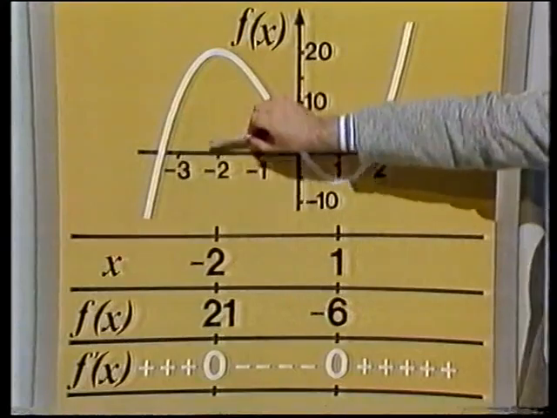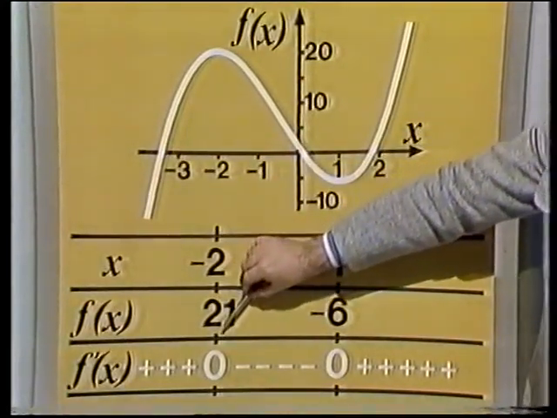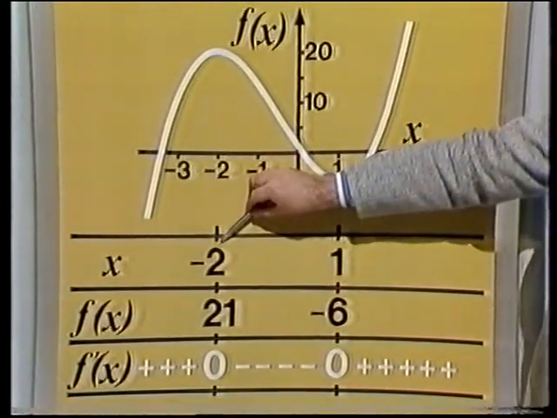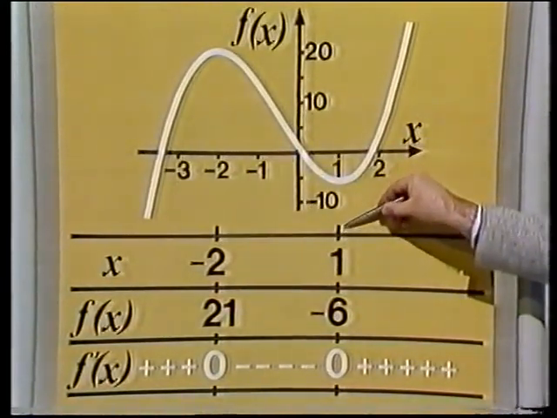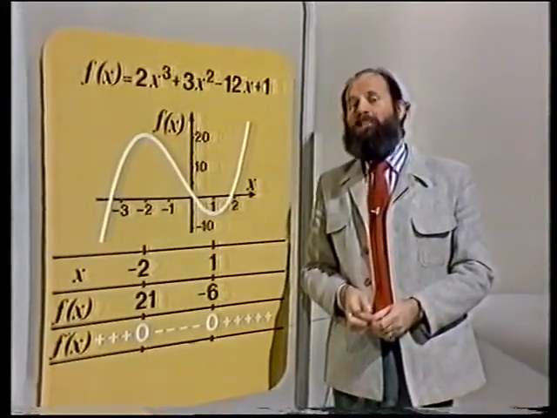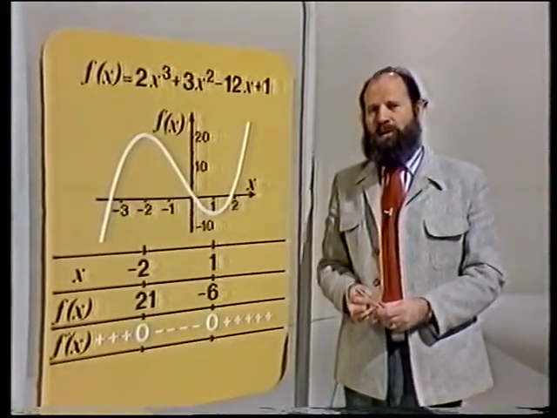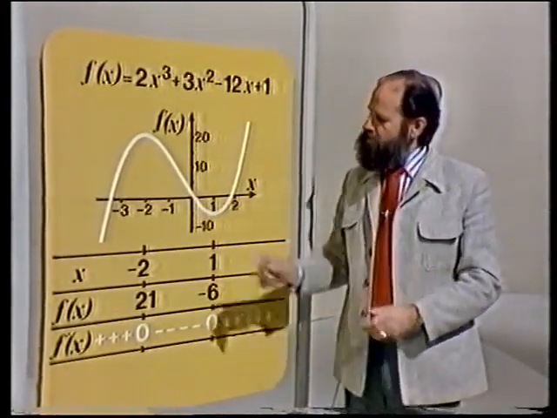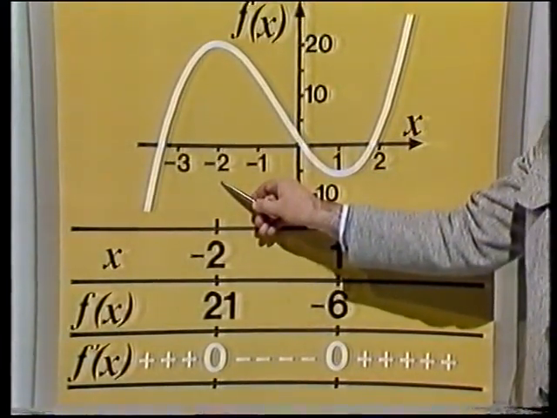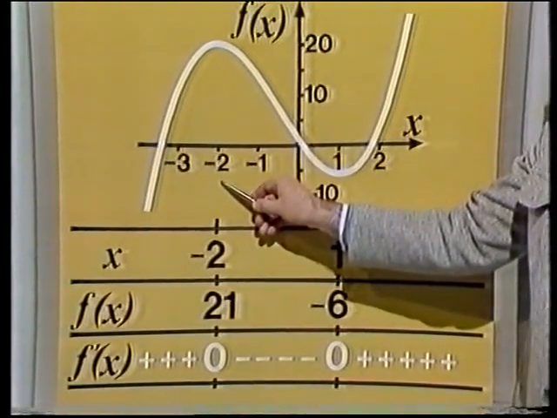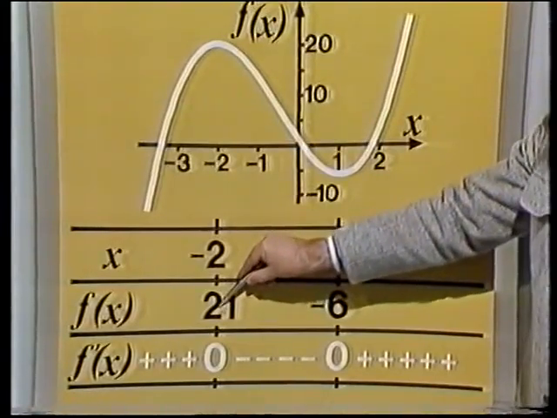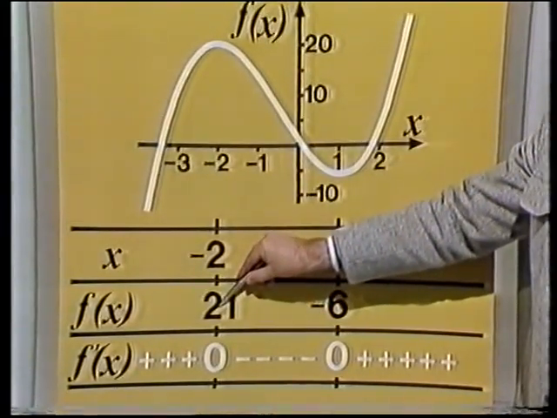And for this particular graph, we've got a 0 derivative when x is minus 2, so a horizontal tangent, and a horizontal tangent when x is equal to 1. But what's more interesting is what happens to the graph where there aren't horizontal tangents. I think you can see that to the left of minus 2, the function is increasing. And what's the corresponding thing that happens to the derivative? If we look at the table underneath, we see that the derivative is positive.